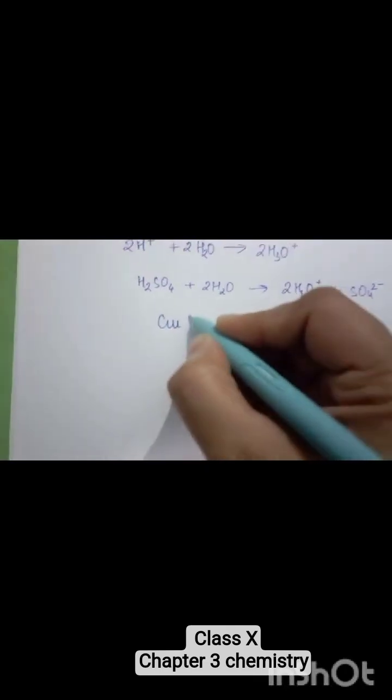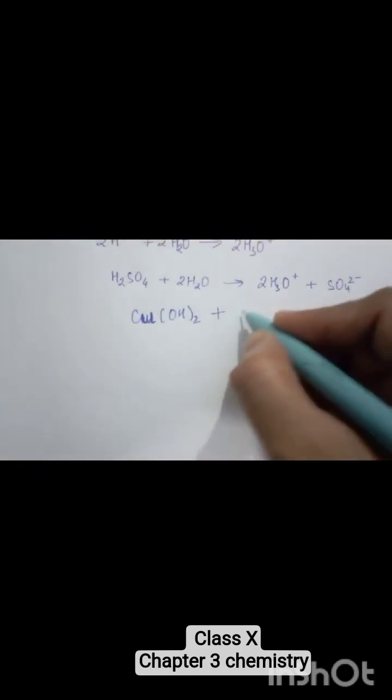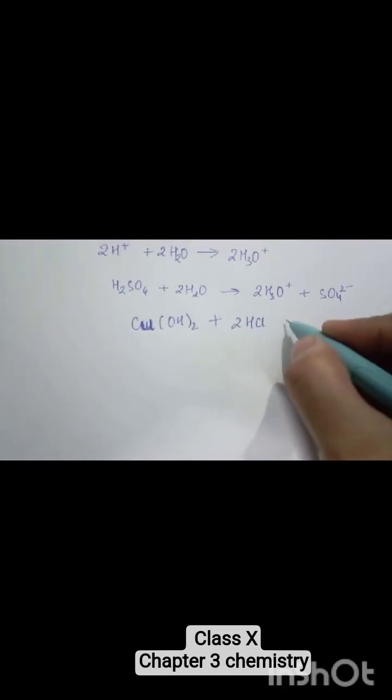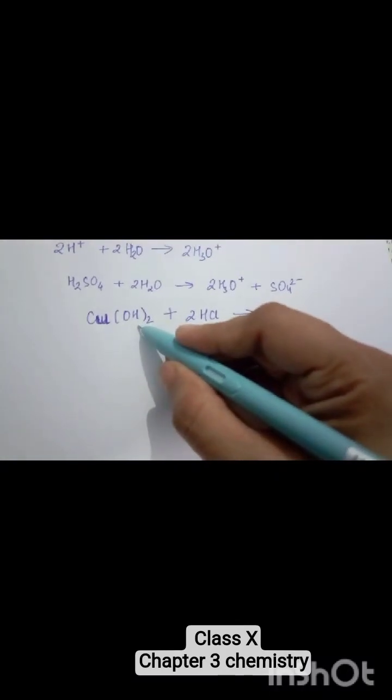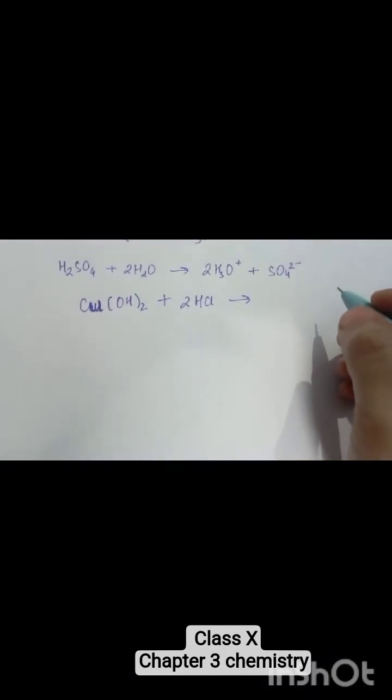For example, you have Cu(OH)2, that is copper hydroxide. Copper hydroxide is a base, and here I am taking HCl. HCl is the acid here, hai na? So now this H plus of the acid will react with OH minus ions of the base and get converted into water. Here a double decomposition reaction is taking place.